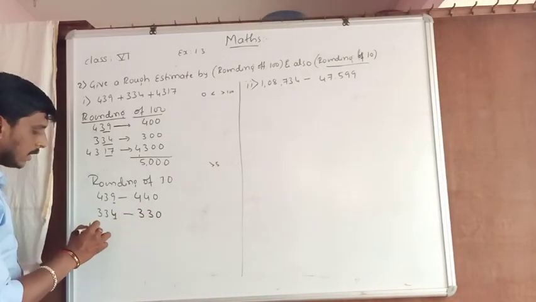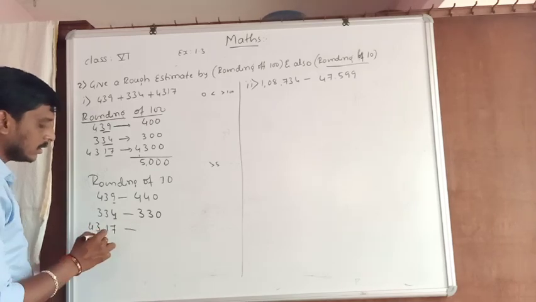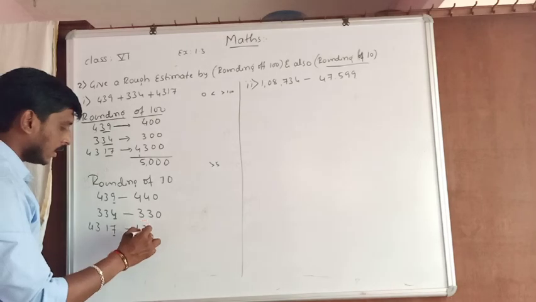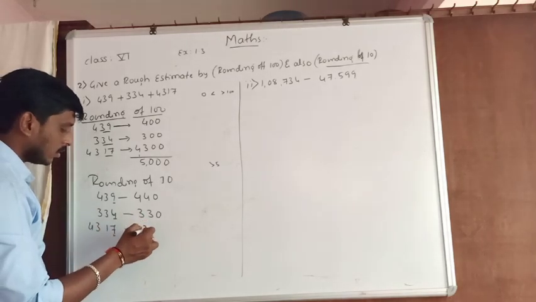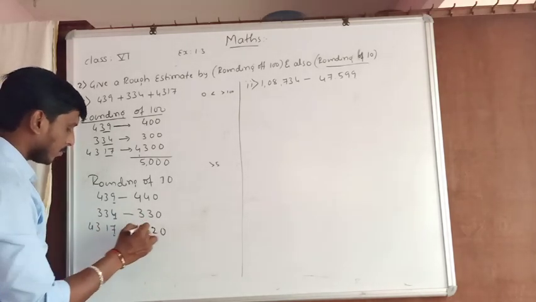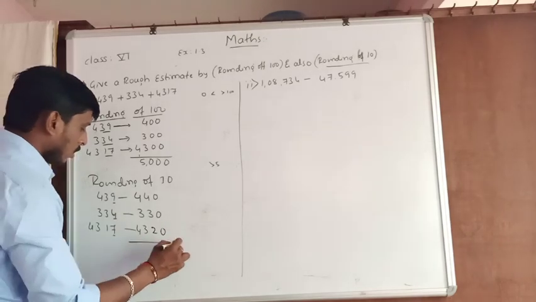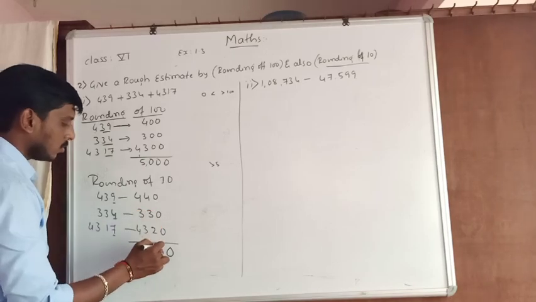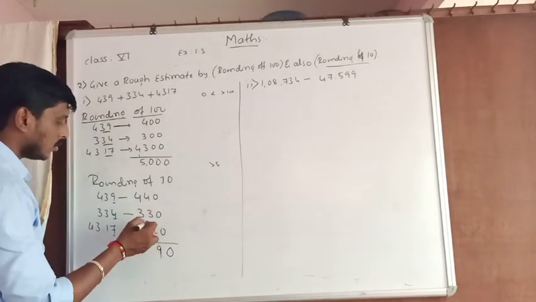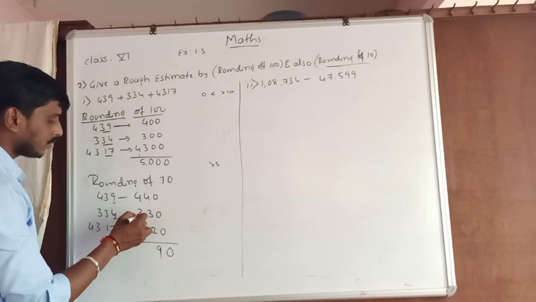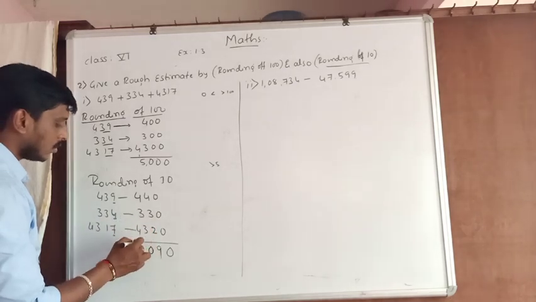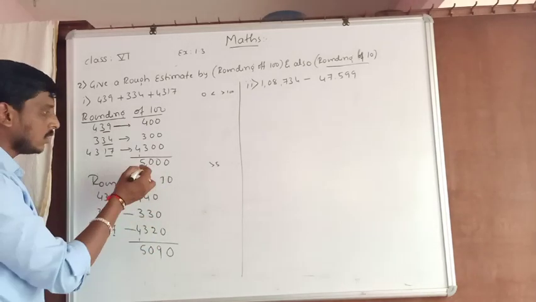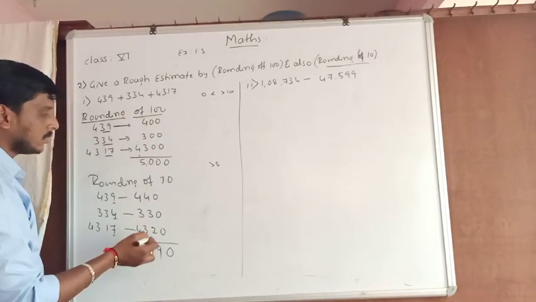Next, 4317. Rounded to the tens digit, 7 is more than 5. So it becomes 4320. Now 4 plus 3, 7. 7 plus 3, 10. So 5090, it is 5000. See, this is the difference between rounding to 100 and rounding to 10.